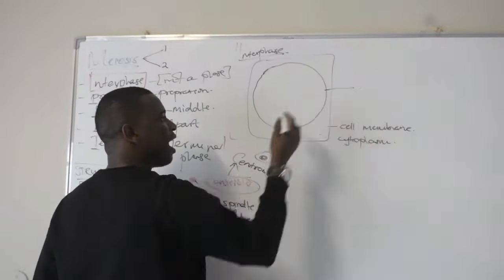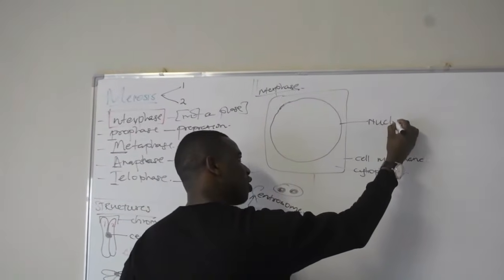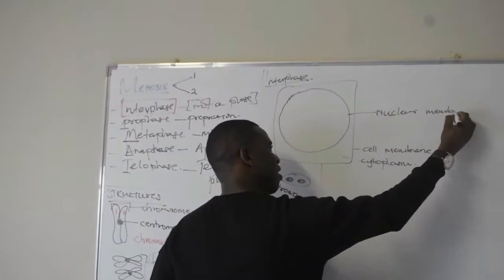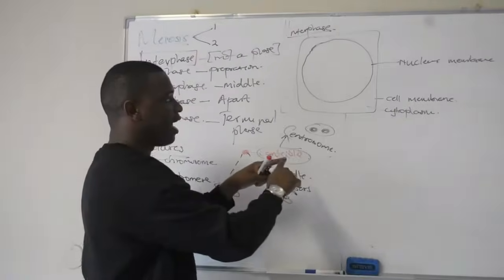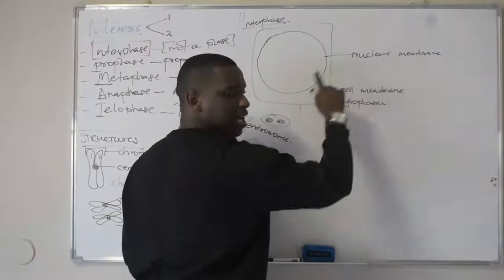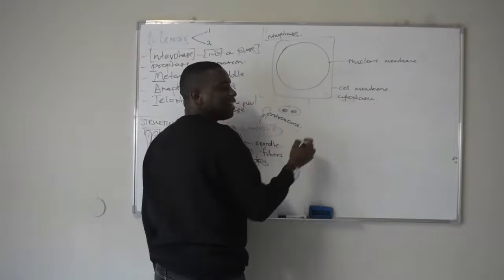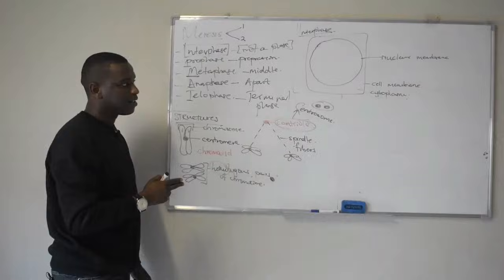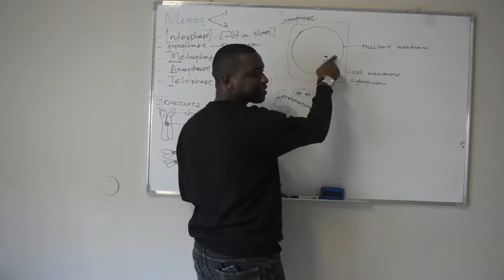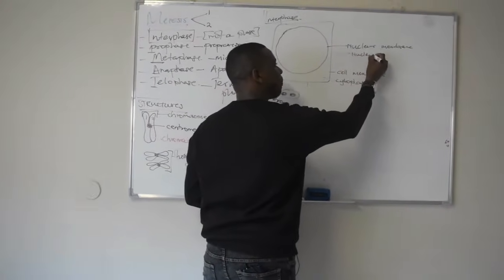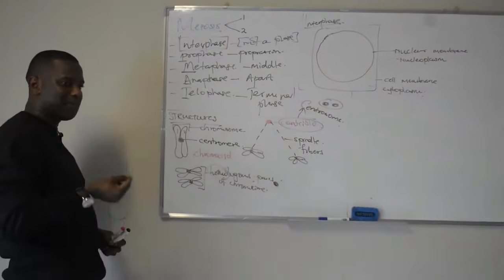So this is now not the cell membrane, because this is not a cell. It is now the nuclear membrane. Is it clear? If it's a cell, you call it cell membrane. If it's a nucleus, you call it nuclear membrane. Now, this was the cytoplasm. The word cyto means cell. So this is not a cell, so this is not going to be the cytoplasm, but it's going to be the nucleoplasm. It's the plasm of the nucleus.